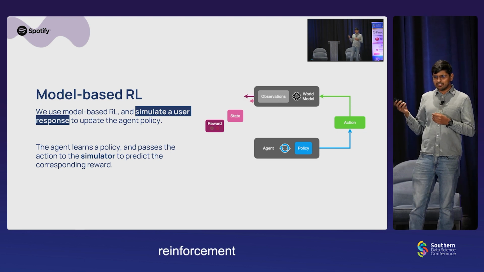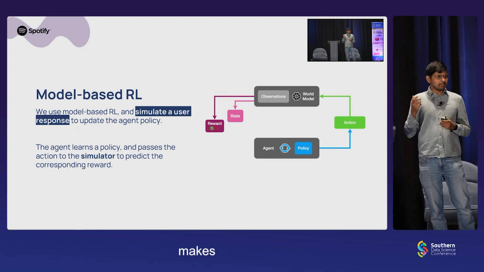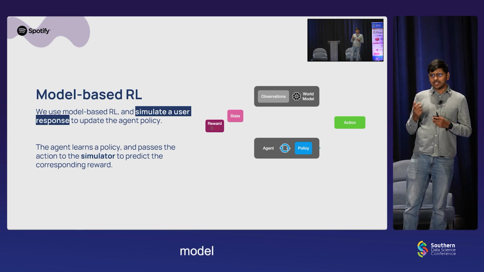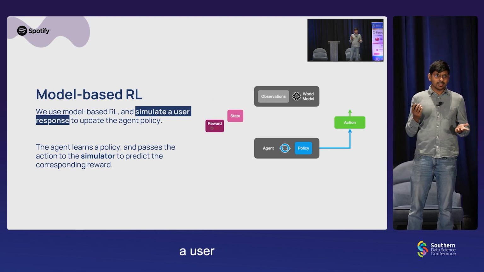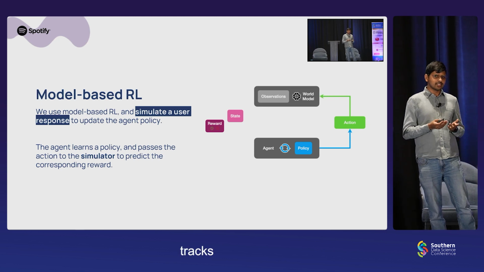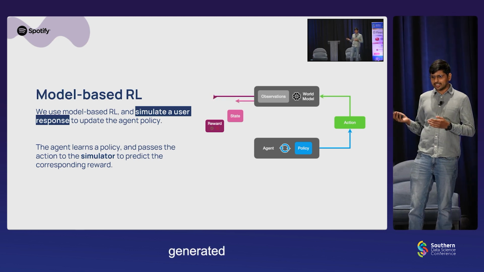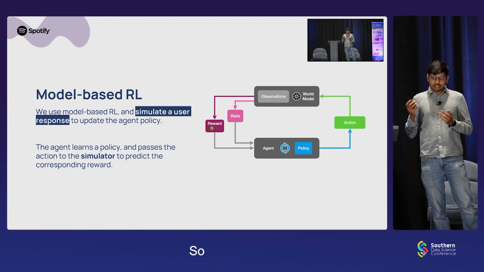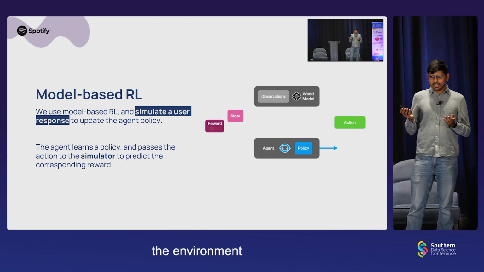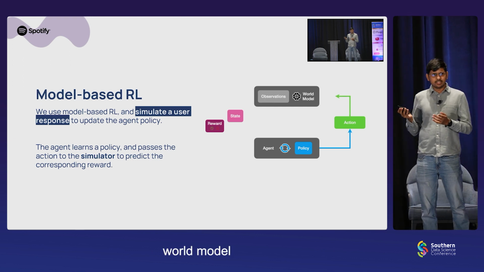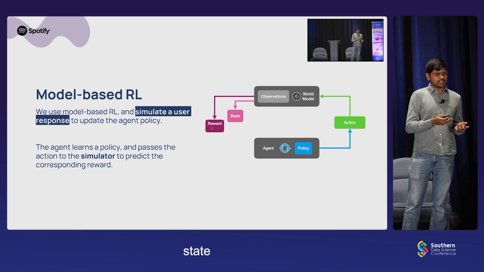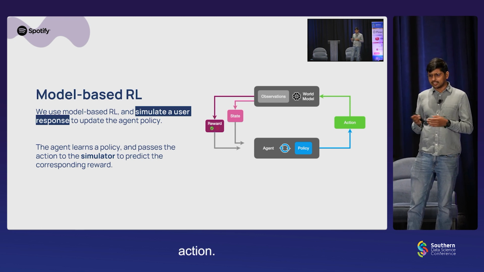In model-based reinforcement learning, the environment makes use of something called a world model. And this world model estimates how a user would respond to a list of tracks based on the action generated by the agent. So the environment makes use of this world model to consume the action and then generate an updated state and a reward based on that action.